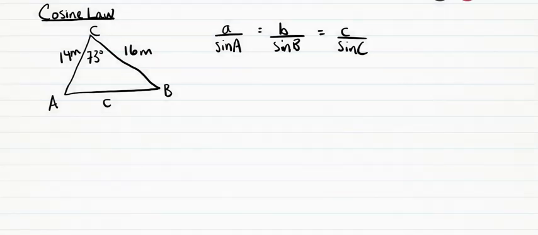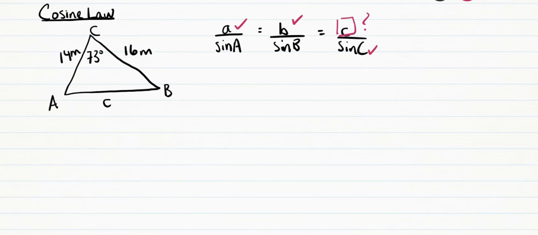So we know what side length B is, that's 14 meters. We know what side length A is, that's 16 meters. We know what angle C is, which is 73 degrees. And we're trying to solve for side length C. So this is our unknown that we want to solve for. Now, we don't really have a way to find angle A or angle B because we only have the one angle in the triangle.